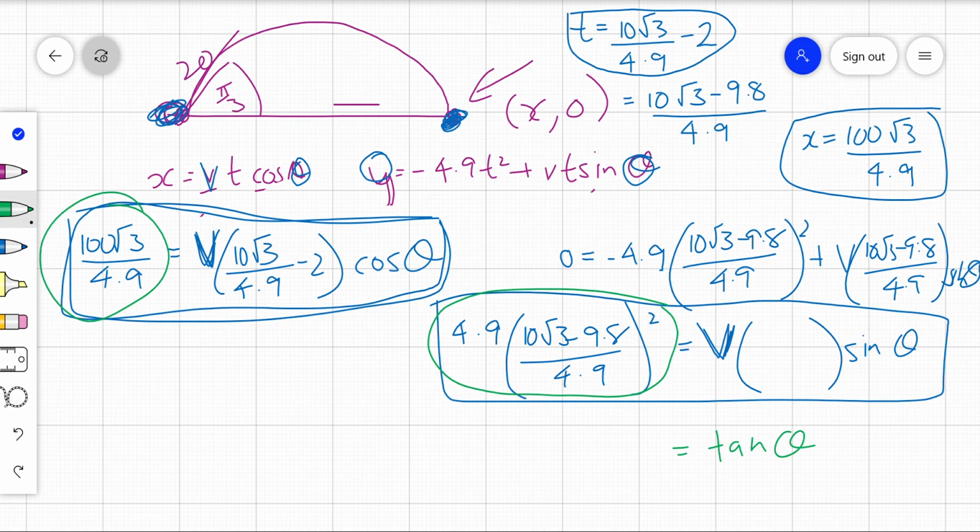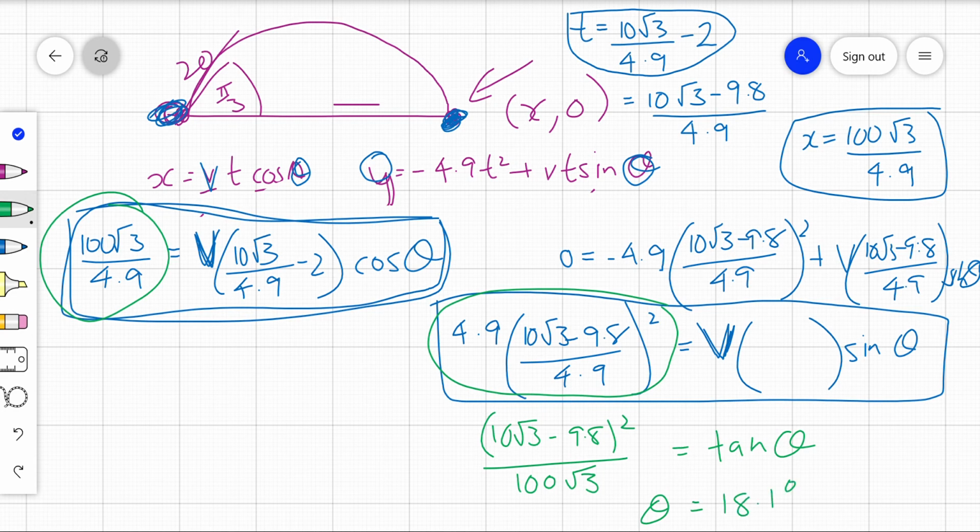So when I do that, it's actually going to be 10 root 3 minus 9.8 squared on... I'm hesitant, but I think that is correct. All right, so I have done it, but just straight from the calculator. So when I inverse tan, I get 18.1 degrees to 1 dp.